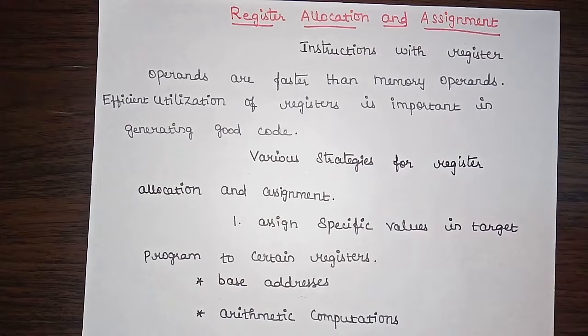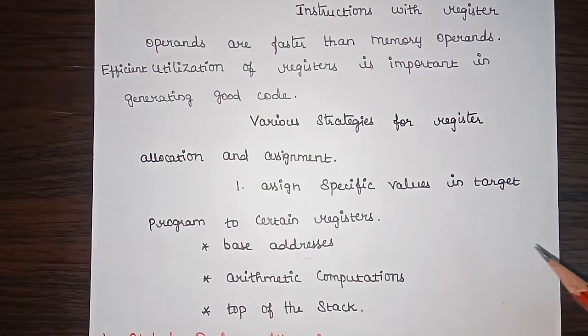We have an approach for this register allocation and assignment, that is, to assign specific values in the target program to certain registers. For example, we could decide to assign base addresses to one group of registers and arithmetic computations to another group of registers, then the top of stack to a fixed register. Likewise, we can decide to assign the addresses to registers. The advantage of this approach is that it simplifies the design of a code generator.